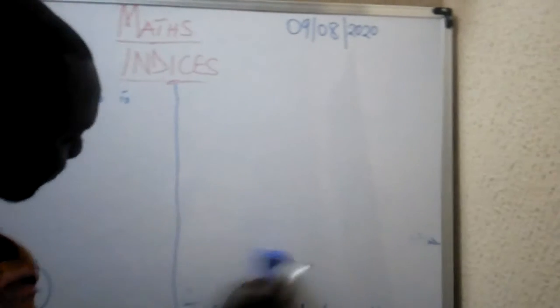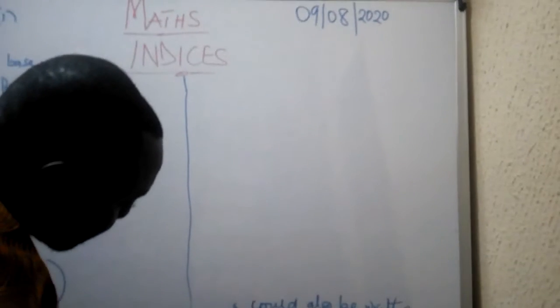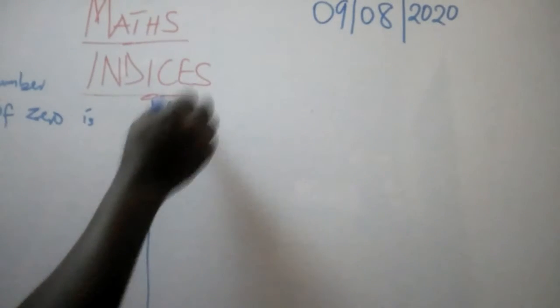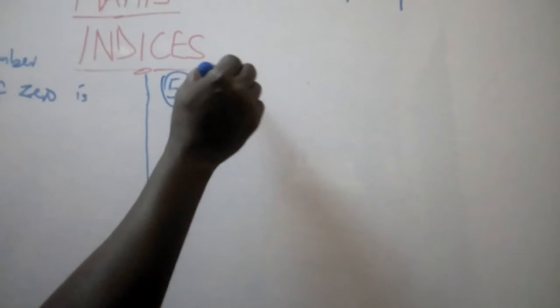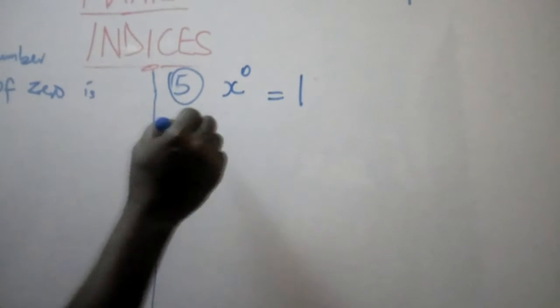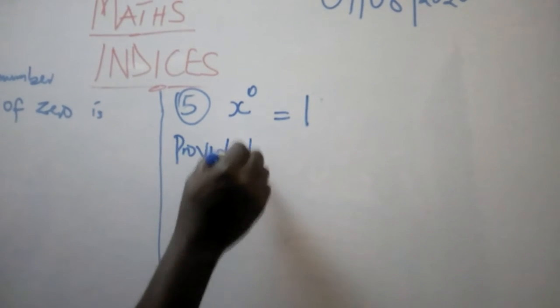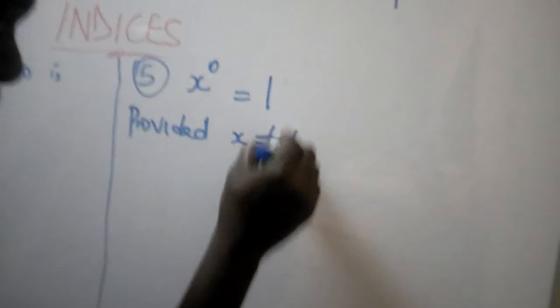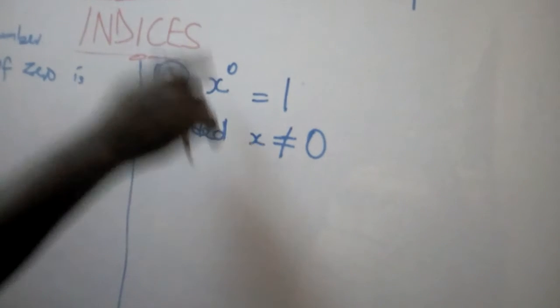Then law number 5, the fifth law. The fifth law states that x to the power of 0 is equal to 1, provided x is not equal to 0. Provided the base number is not equal to 0.